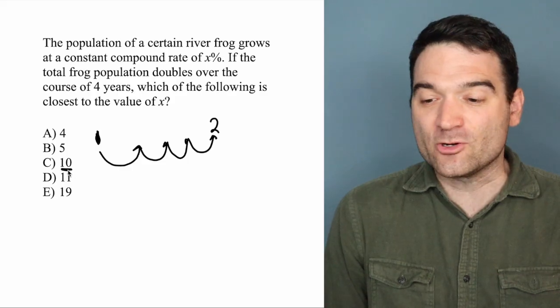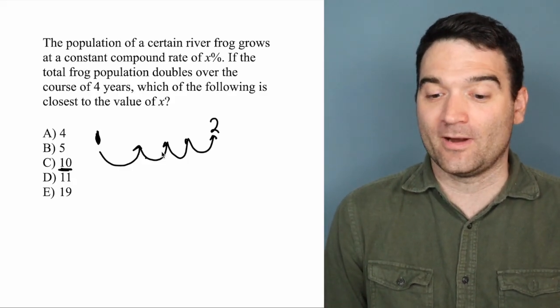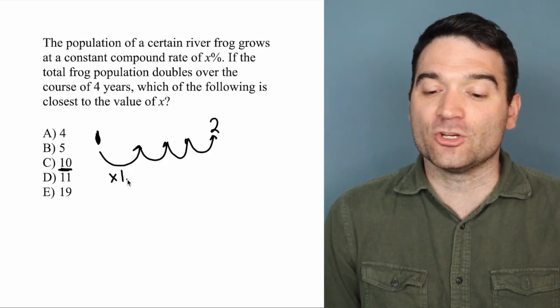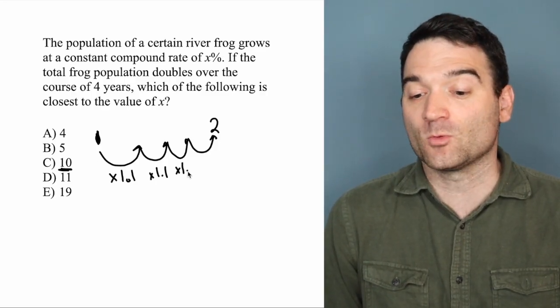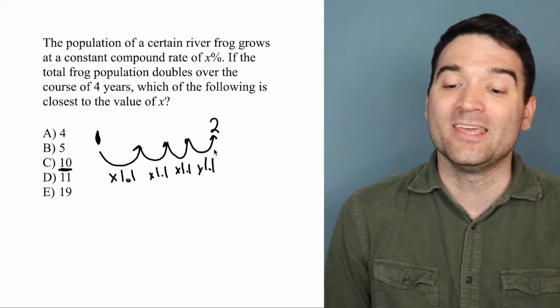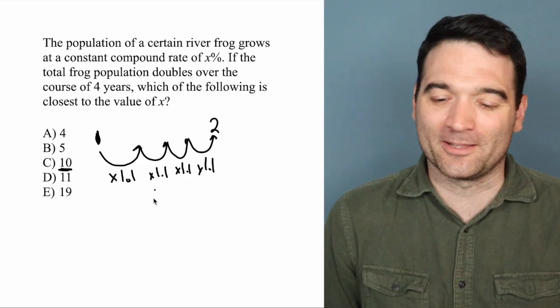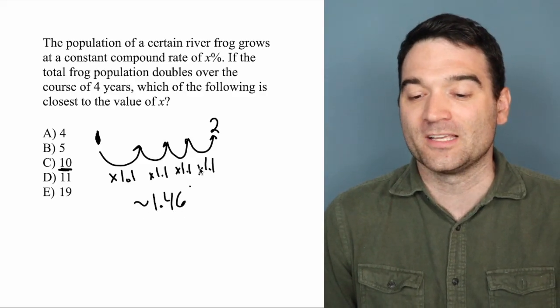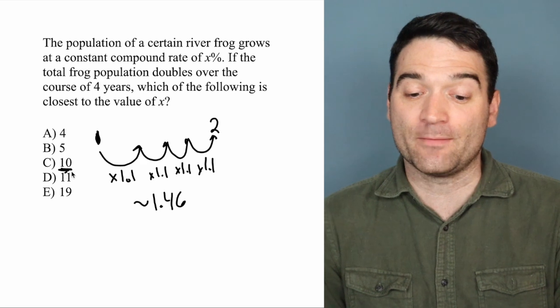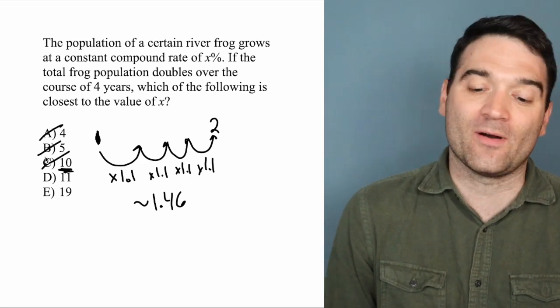Let's start here in the middle. Let's assume a 10% growth rate, right? That means multiplying each year by 1.1. So we multiply by 1.1 times 1.1 times 1.1 times 1.1. Do we end up at 2? No, we fall short. I did this on my calculator. It ends up being somewhere around 1.46. So I didn't get to 2 using a 10% growth rate, which means that A, B, and C are all out. It needs to go higher.